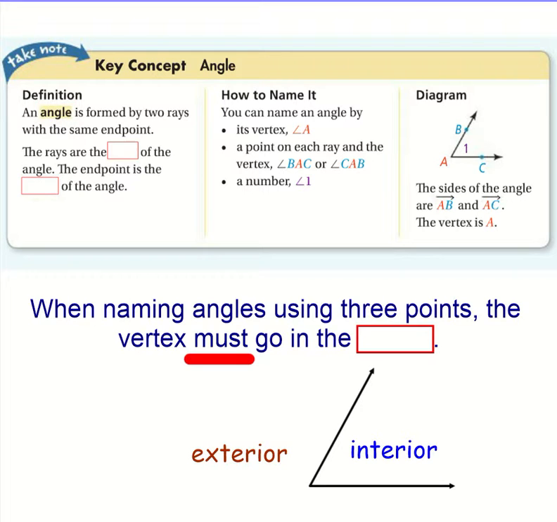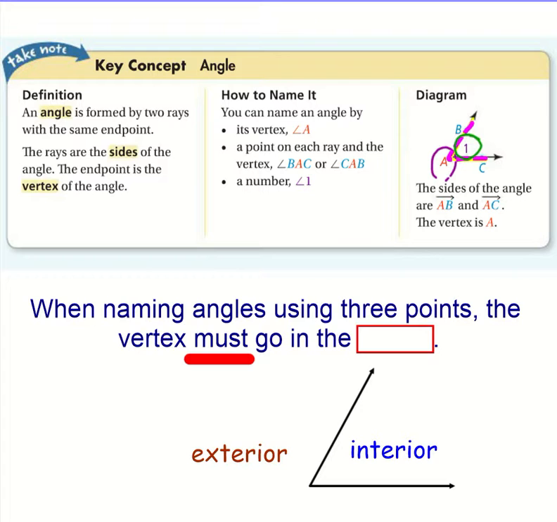An angle is formed by two rays with the same endpoint. The rays are the sides of the angle. The endpoint is the vertex of the angle. If we go over to our diagram, we have this angle, and we can name it a few ways. We can name it by its vertex, angle A. We can name it by the rays and the vertex, so we can call it BAC. We could also call it CAB, and those are different. Our last name, we could call this angle 1, by a number as well.